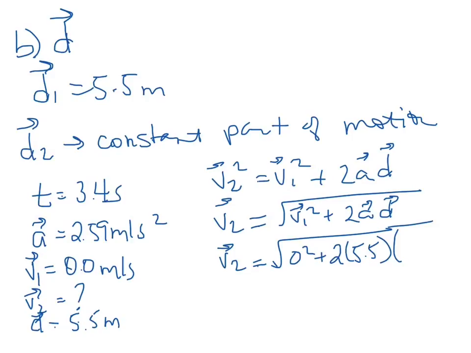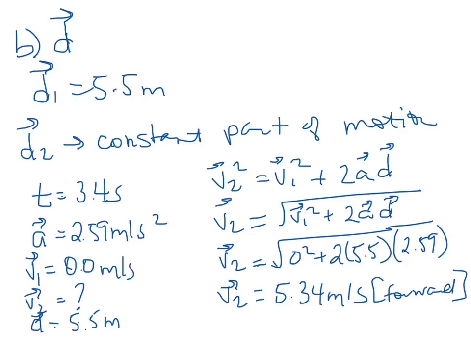Oh, and sorry, I wrote it in the wrong order. And we know her acceleration is 2.59 meters per second squared. So her V2 is 5.34 meters per second, and she's going forward. So just before that constant part of her motion starts, that's her velocity. She's traveling at the end of that 5.5 meters, which is her initial acceleration part. Her speed is going to be 5.34 meters per second forward.